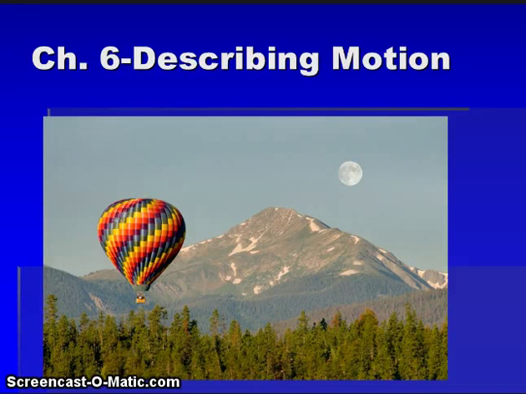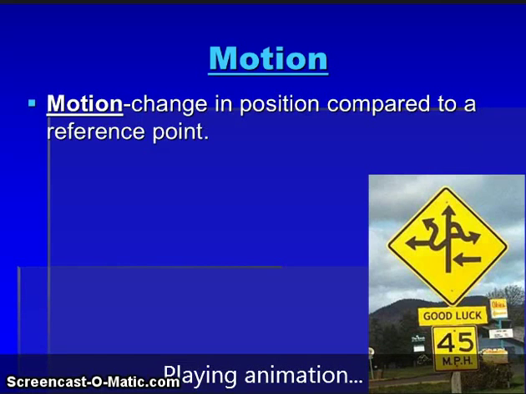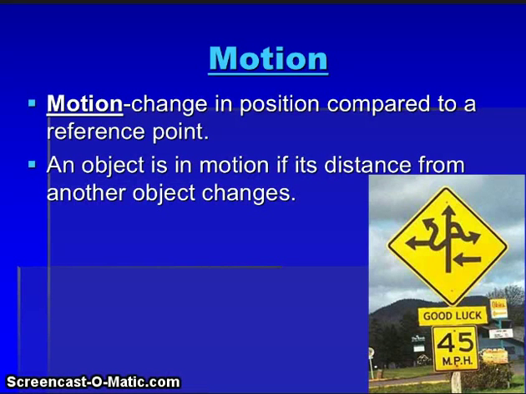Okay, today we're talking about describing motion. Motion is a change in position compared to a reference point. An object is in motion if its distance from another object changes.